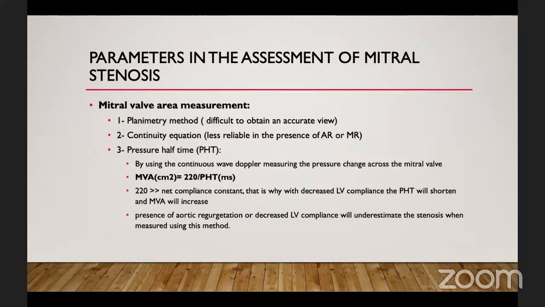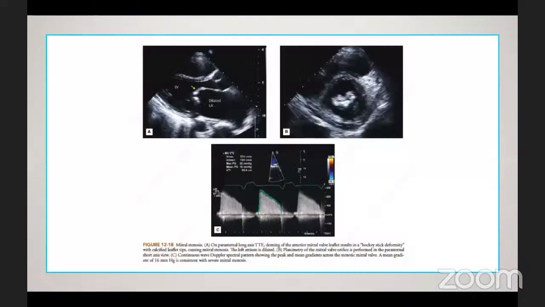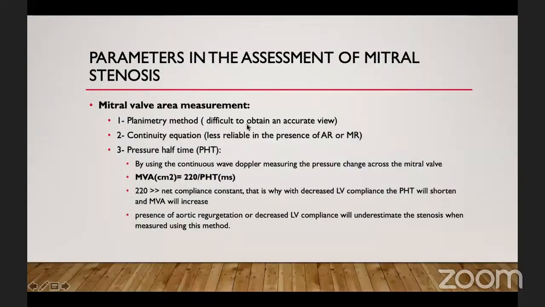We have what's called the planimetry method. Sometimes it is difficult to obtain an accurate view, due to excessive calcification or difficulty obtaining that view, so it is not reliable all the time, but it is one of the methods. You go to the short axis view, at the end of systole at the maximum opening, and then you measure the internal orifice. You trace it, and the machine will calculate that area. This is one method. Another one, commonly used especially in the aortic valve, is what's called the continuity equation.